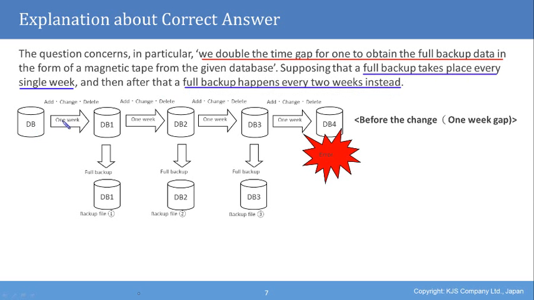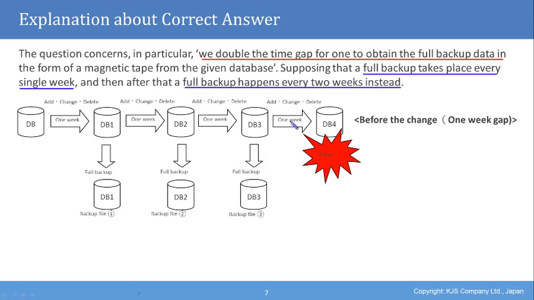Then we have 1 week of adding and changing and deleting the data to form DB1. That gets backed up. That is your first week from the beginning. So we have DB1, backup file 1. And then another week passes of adding and changing and deleting. And then we are here with DB2, which gets fully backed up. And then we have another week and get a backup of DB3.